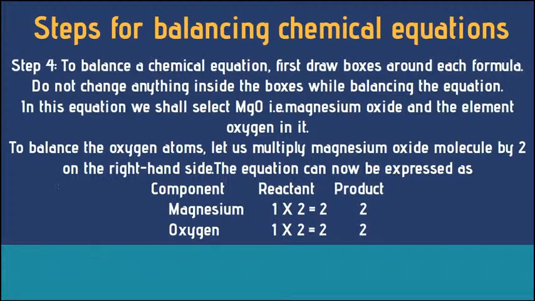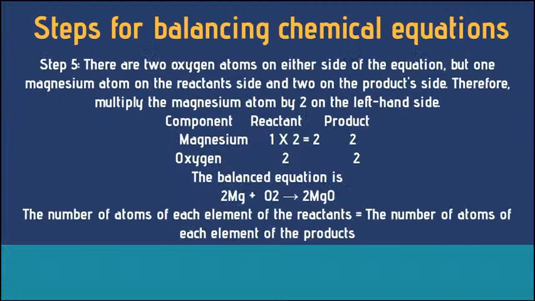The equation can now be expressed as follows. Again we'll make a table: component, reactant and product. Magnesium would be 1 on the reactant side, and on the product side it's 2. With oxygen, it is 2 on the reactant side and 2 on the product side. Now as you can see, oxygen is balanced, but we are not yet done. Let's move to the next step.